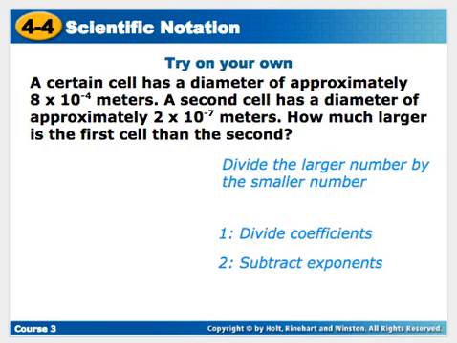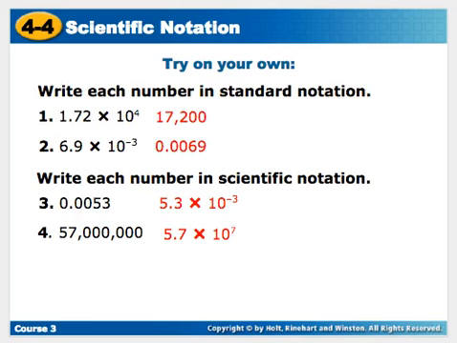Work this problem on your own, remembering to divide the larger number by the smaller number. Be sure to start by dividing the coefficients, then subtract your exponents. Division with scientific notation definitely looks intimidating, but if you follow the steps, it is actually quite easy. In this section, you were supposed to work these problems on your own. Obviously, the problems have already been done for you. So look them over and make sure you understand the process. Scientific notation problems will be on both the quiz and the benchmark.